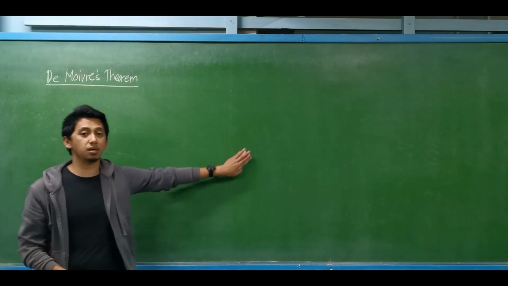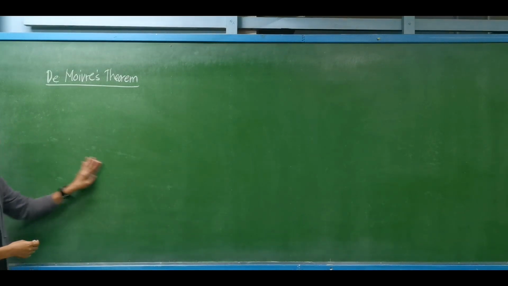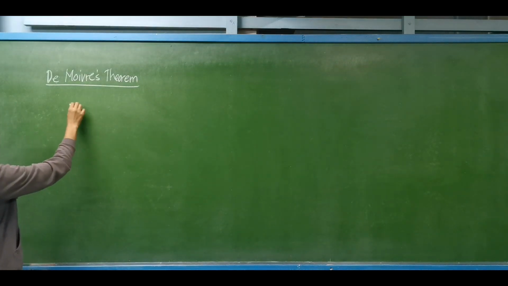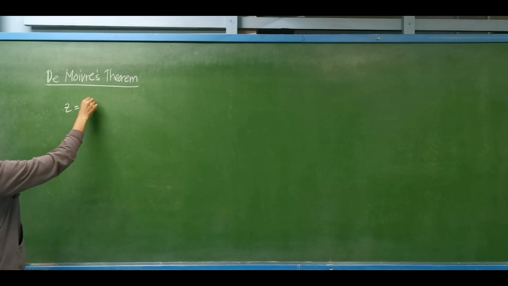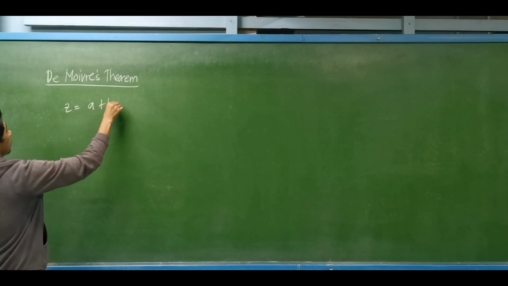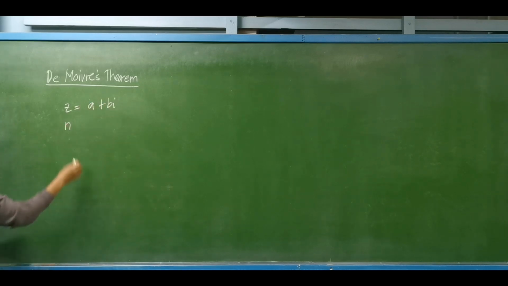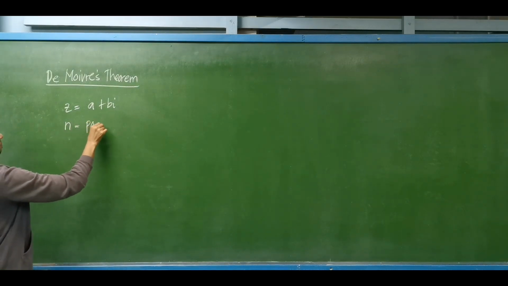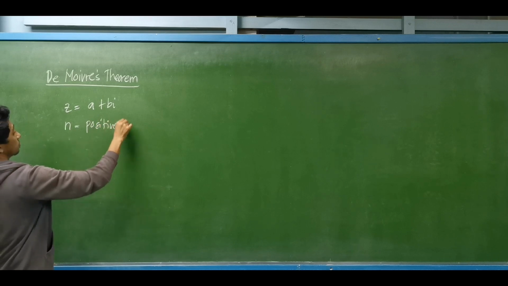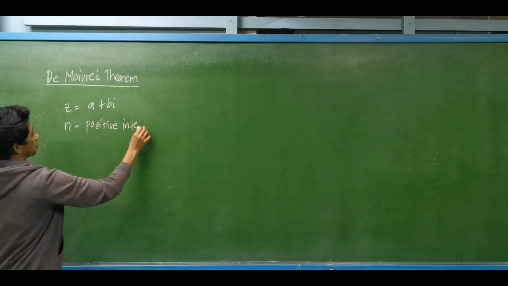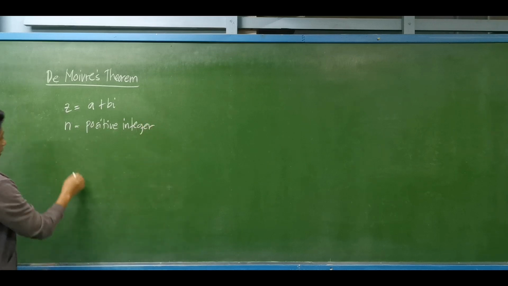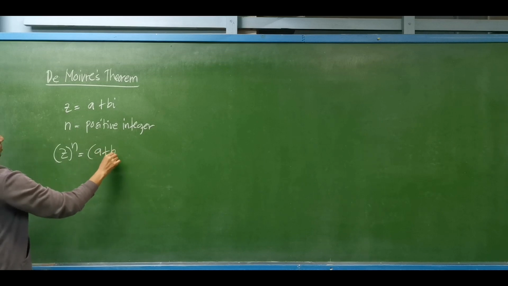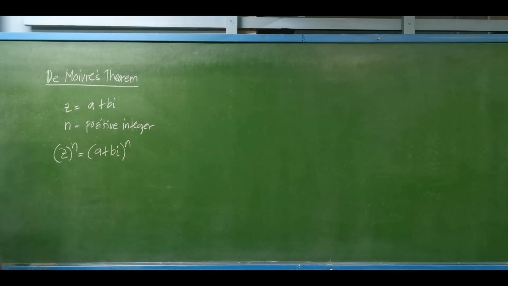Good day. So today we are to discuss De Moivre's theorem and its application on complex numbers. For example, we have this complex number z equal to a plus bi in rectangular form, and we raise this complex number to n, and n, let's say, is a positive integer. So we have z raised to n is now equal to a plus bi raised to n.